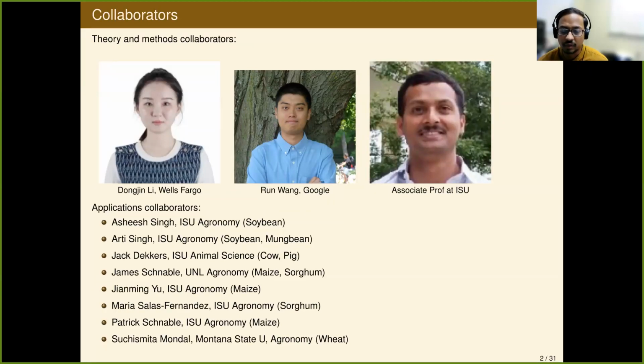The theory and method part of these works are with my colleague Vivek Roy, whose name somehow is not appearing here. So it's Vivekananda Roy, the one person on the right, and two PhD students, Dongjin Lee and Rune Wong. Dongjin's at Wells Fargo after she graduated, and Rune joined Google. So we have to train a new set of PhD students going forward.